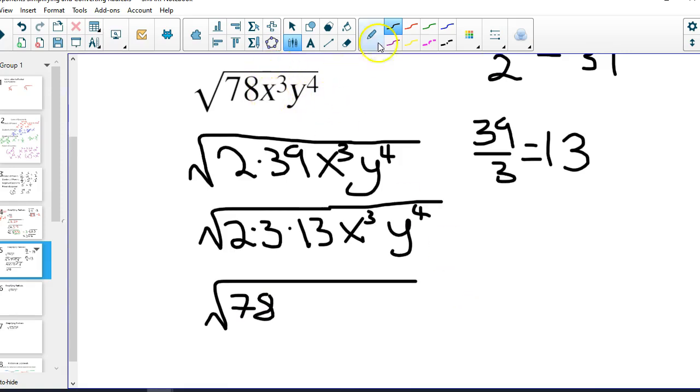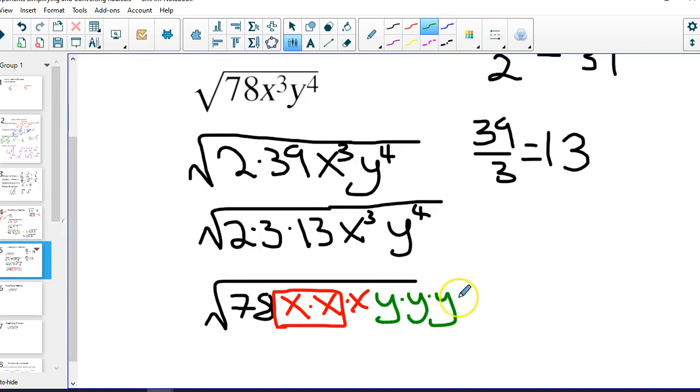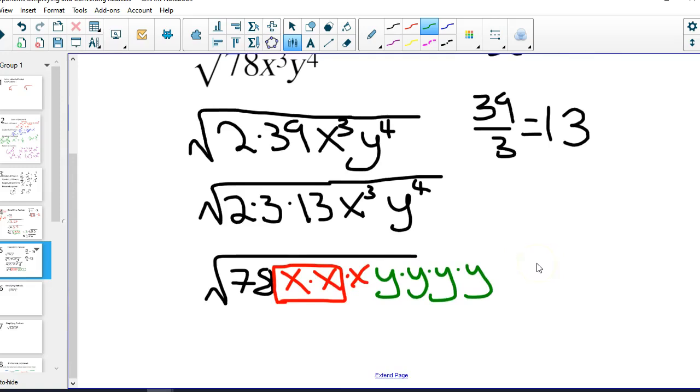And let's look at our variables. I'm looking for pairs, so I'm going to break my x cubed up into x times x times x. And I have a pair of x's, so I can take that out of our equation. And let's do the same thing with the y's. We'll have y times y times y times y, and I have 2 pairs of y's. Okay, so let's take these out.